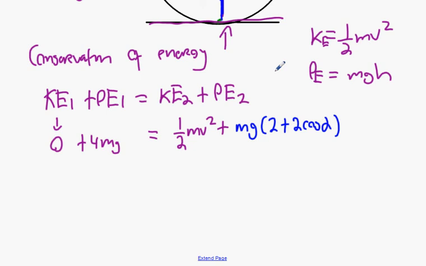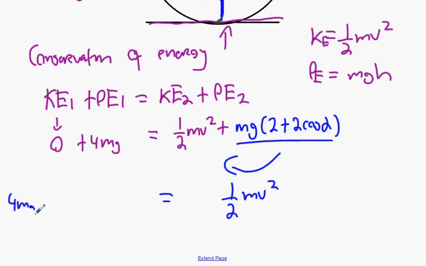So let's move this guy over this side here. And we're going to get half mv squared equals 4mg. I'm going to multiply that out and drag it over at the same time. Minus 2mg, minus 2mg cos alpha.